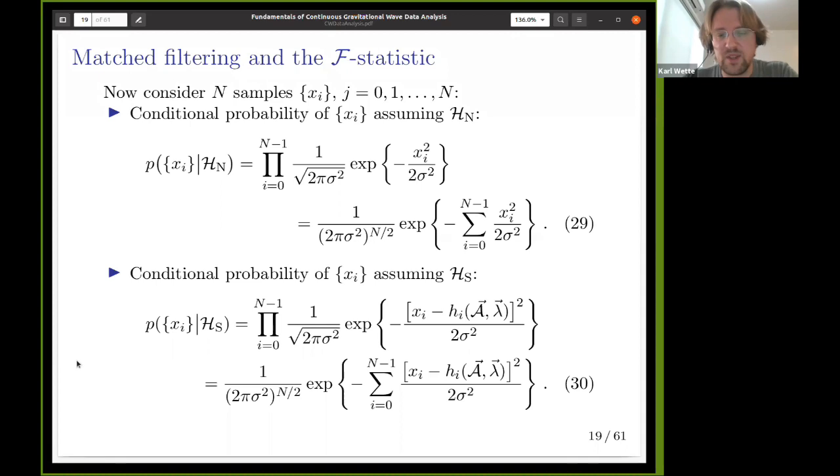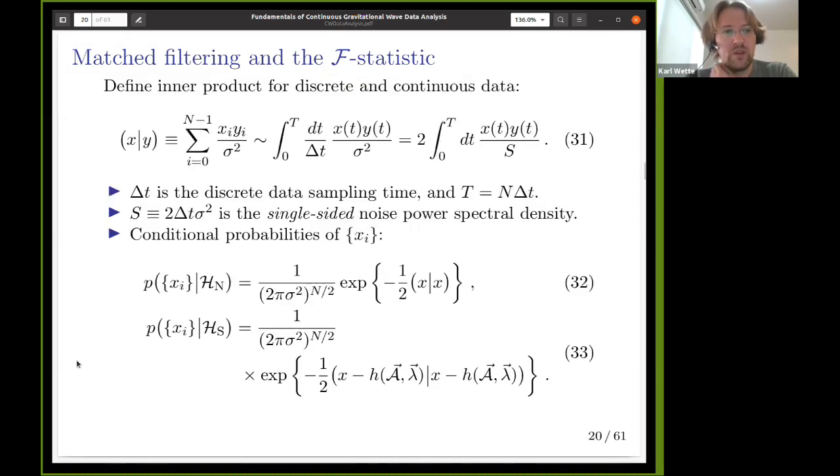Now, because these expressions are getting a little bit cumbersome, we're going to define a useful kind of inner product, which we can start writing these expressions in. We'll use a notation of x, y with a dividing line and then parentheses around them in equation 31. That's basically just taking the sum of x_i times y_i and then dividing by sigma squared. And that's the definition for discrete data.